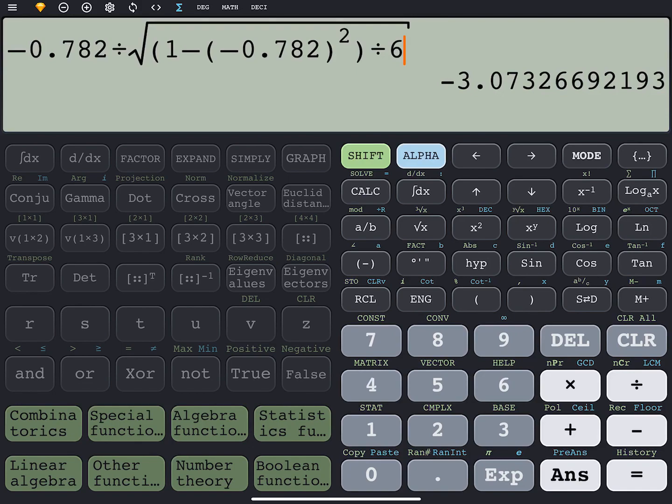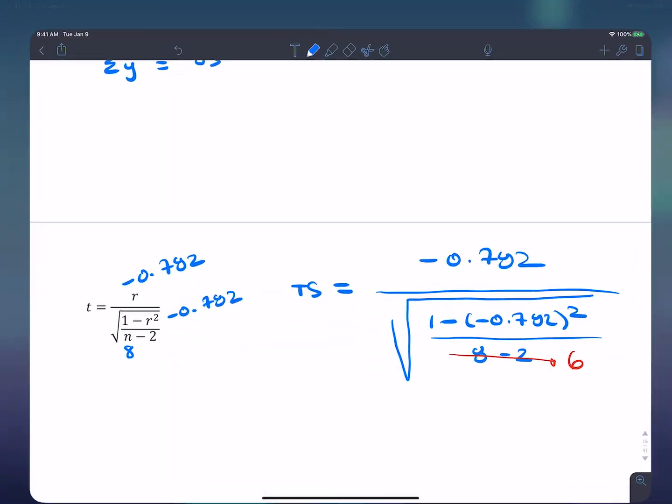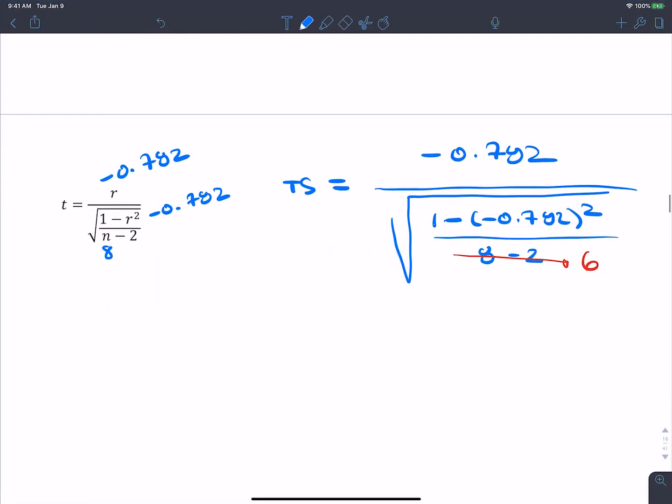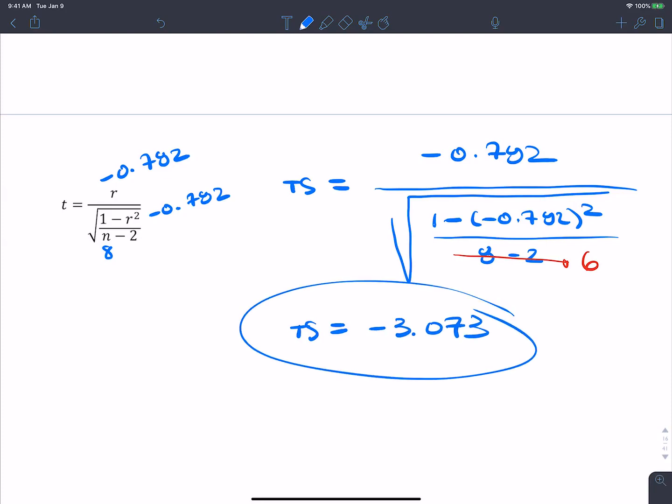So what is this test statistic value going to be? What is that? Is that negative what? Double check. Did we put the right values? So it's negative 3.073 to the nearest thousandths. Negative 3.073. So we'll say test statistic is negative 3.073. This is another number I need.